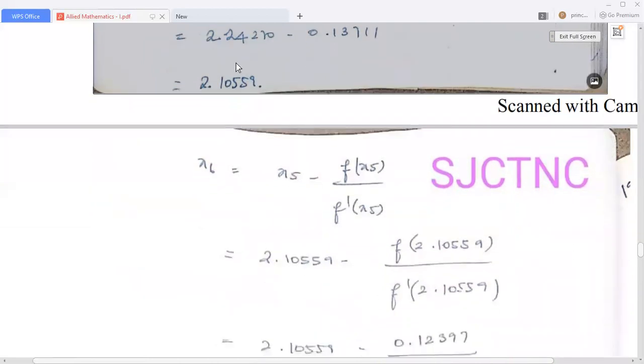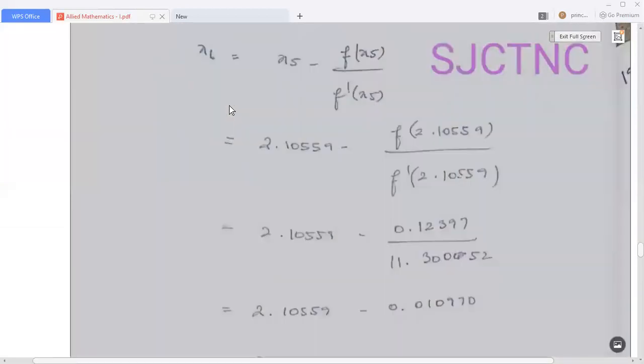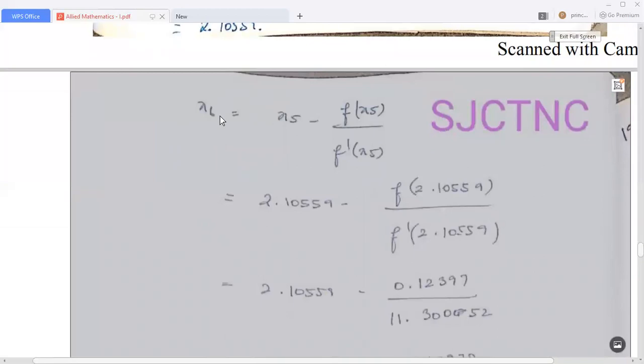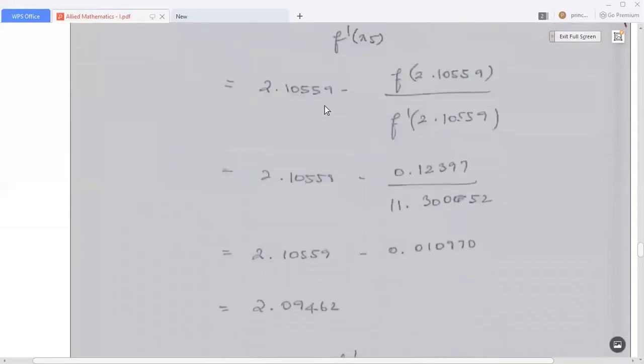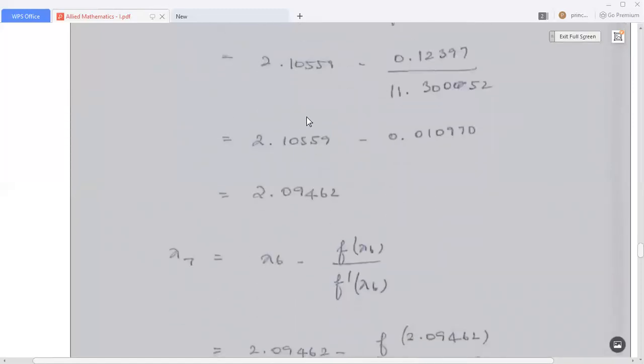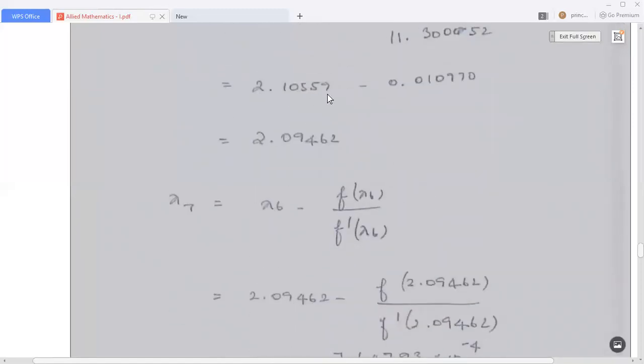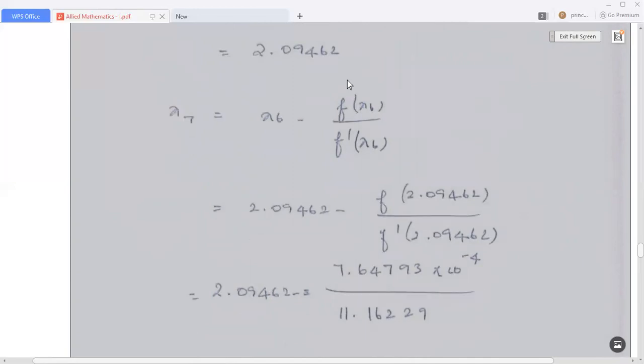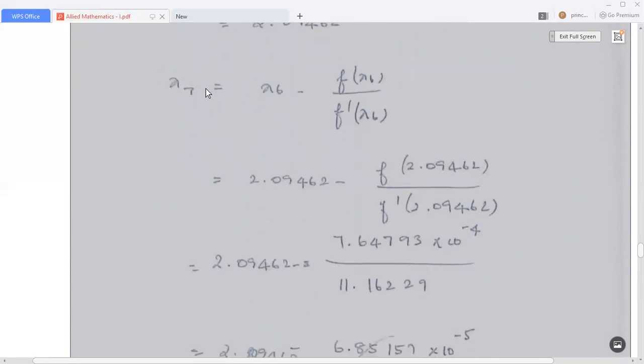So this is the fifth approximation. Similarly, we calculate the sixth approximation x6 equal to x5 minus f of x5 by f dash of x5. To find x6, we need the x5 value, and that is to be substituted in x6. Now we calculate these expressions. Then we simplify this. Then finally we get the x6 value, x6 equal to 2.09462. Similarly, we calculate the seventh approximation.